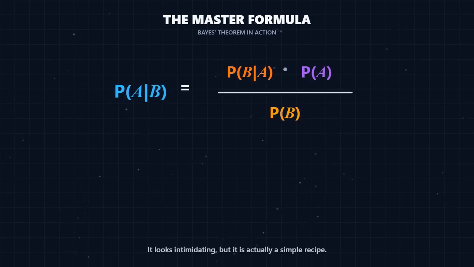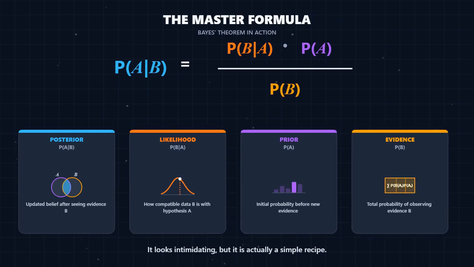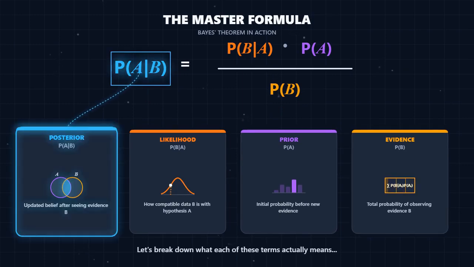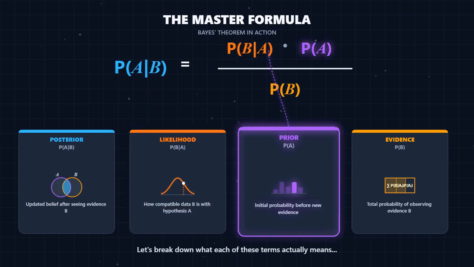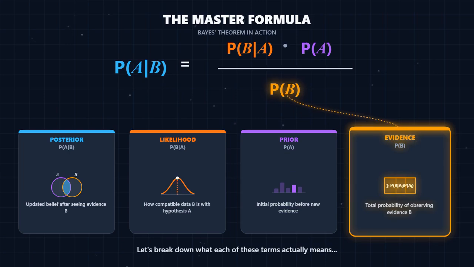The formula states that the posterior probability, P of A given B, equals the likelihood, P of B given A, multiplied by the prior probability, P of A, all divided by the marginal likelihood, P of B. This formula allows us to calculate the probability of a cause given its effects. In machine learning, we treat A as our class label, like spam or not spam, and B as our observed features, like the words in an email. By calculating this formula for each class, we can make highly accurate predictions.